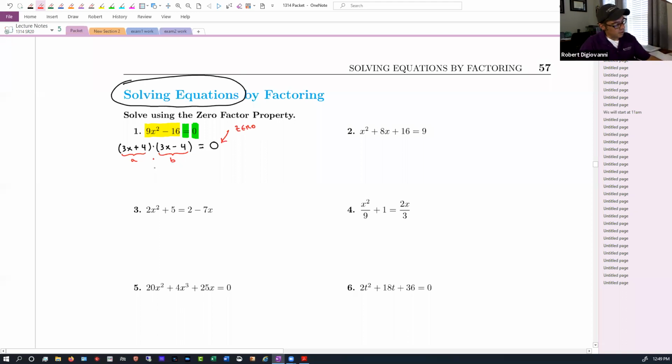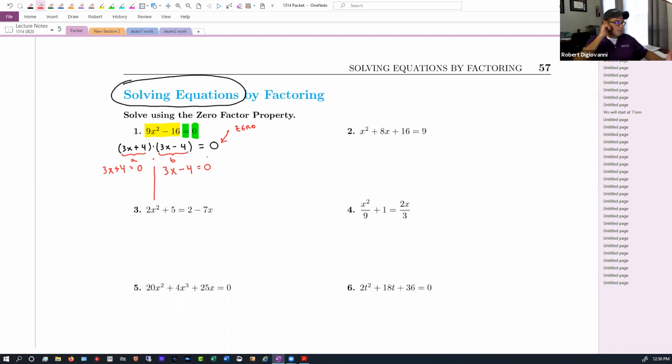So I'm now going to create two equations. The first one is 3x plus 4 must equal 0. And the other equation is 3x minus 4 must equal 0. And both of those are little linear equations that you should all be somewhat comfortable solving now. But do y'all see we have two different problems now to do?